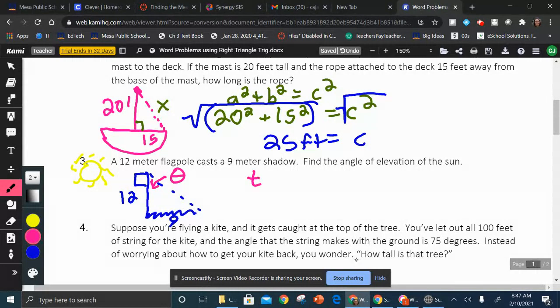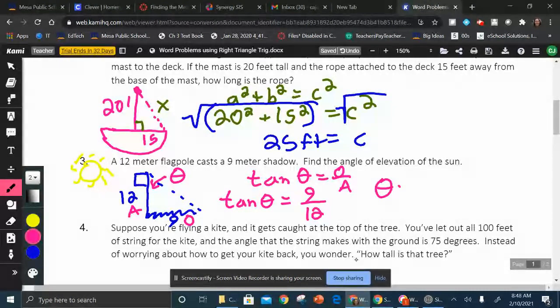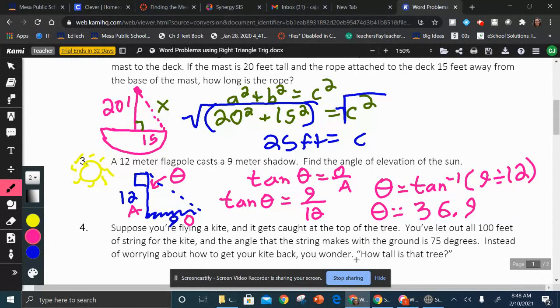So we're going to do tangent. Remember, that's opposite over adjacent. So we're looking for tangent of theta is equal to, this is opposite, that's adjacent. So 9 over 12. So theta is going to be equal to the inverse tangent of 9 divided by 12. So we get that it's 36.9 degrees.